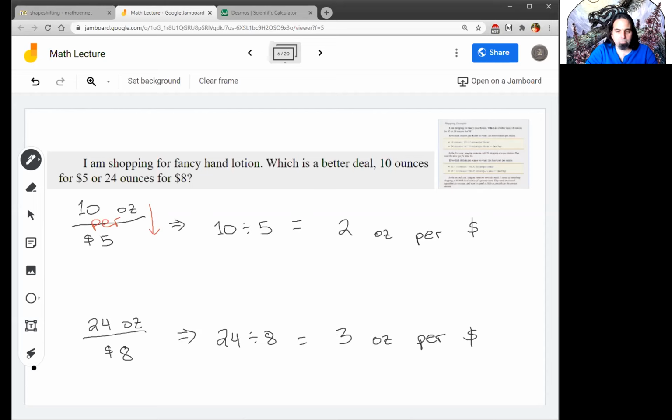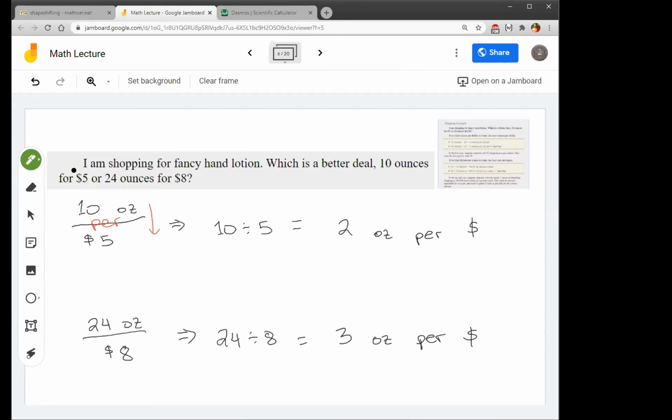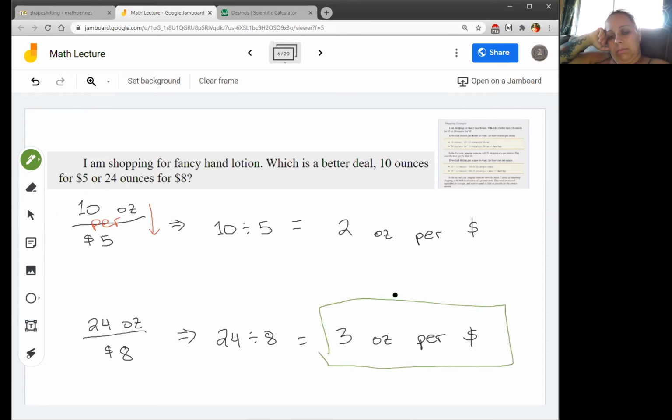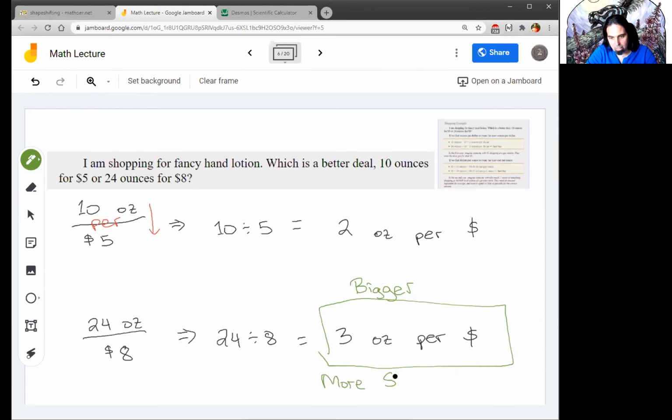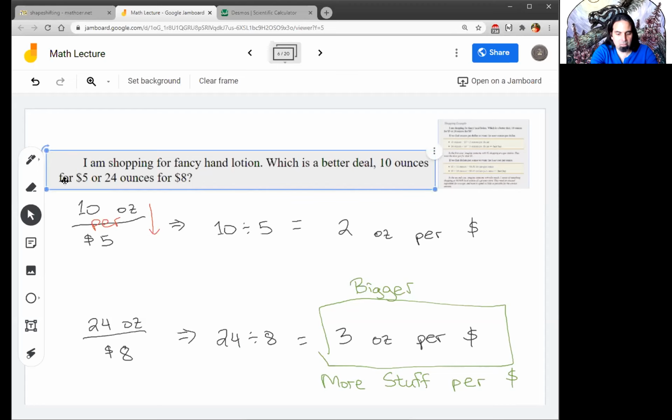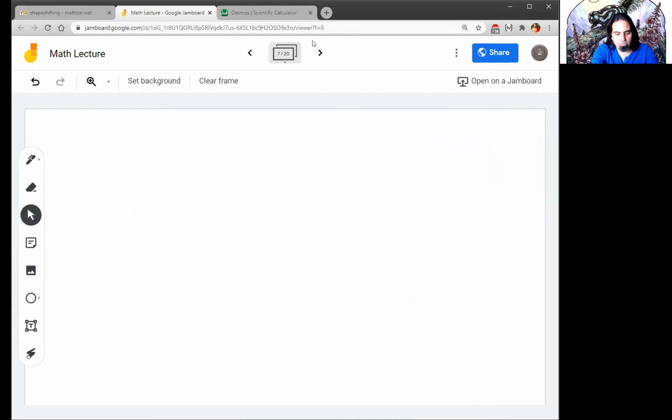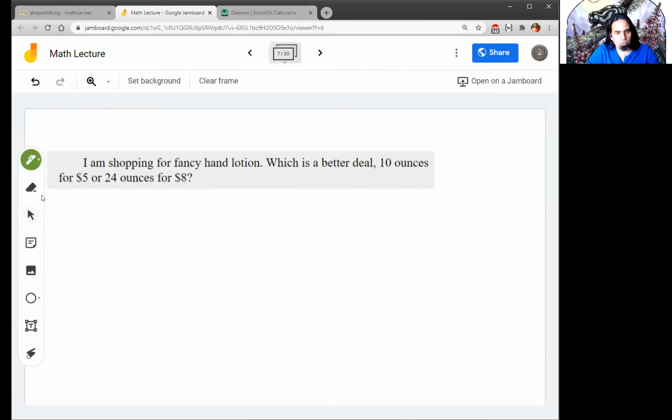Which one is the better deal, assuming we don't care how much we buy? The first one? 10 ounces for 5. For the first one, if we spend $1, we only get 2 ounces. Oh, the second one. So we want the bigger, more stuff per dollar. And for some of you, that will make a lot of sense. And for others, that will seem odd. Because a bunch of people think the other direction.